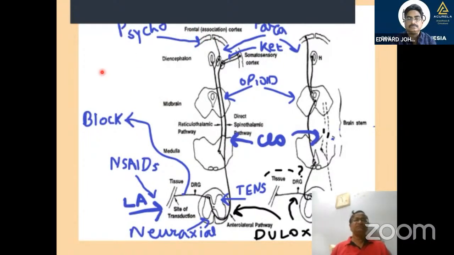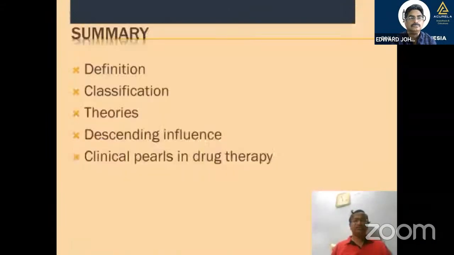So this is a simple diagram of how many drugs compete and act in many places of the ascending and the descending path of pain. If you want to do a summary, the definition is: an unpleasant sensory and emotional experience associated with actual or potential tissue damage or described in terms of such damage.